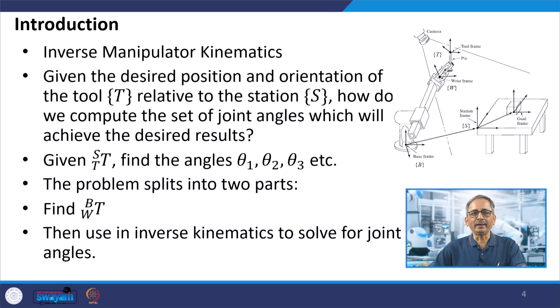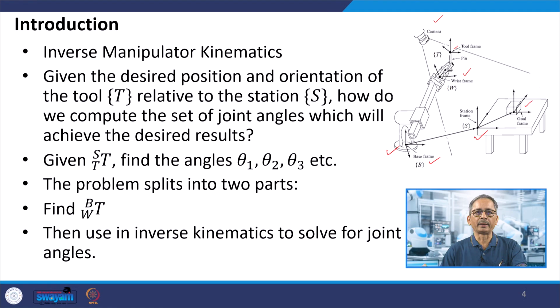In inverse manipulator kinematics, suppose you are given a scenario with a table on which an object is placed. We attach a frame to the object, which we call the goal frame, and a frame attached to a corner of the table is called the station frame. I have a robot with a base frame at its base, and I can define a wrist frame attached to the wrist and a tool frame attached to the tool. We may have a camera looking at the entire environment.